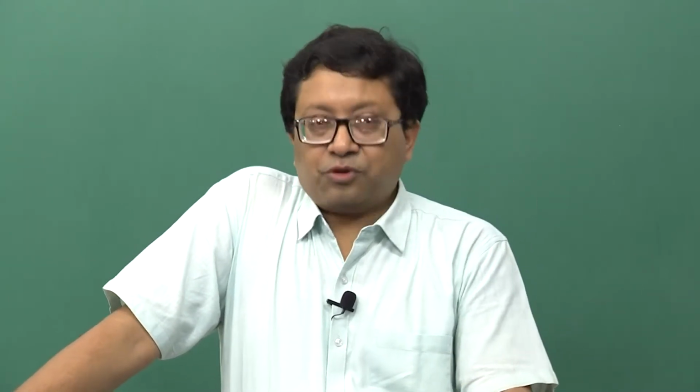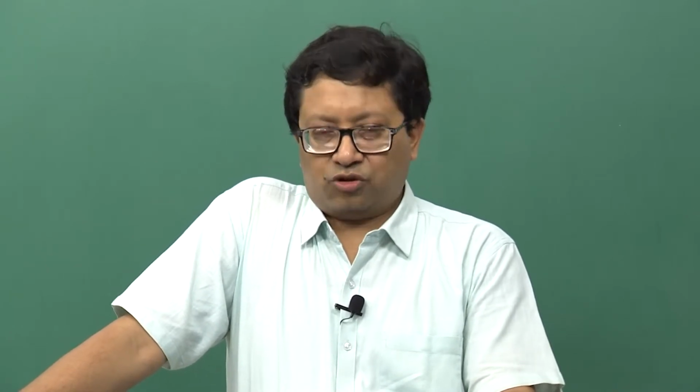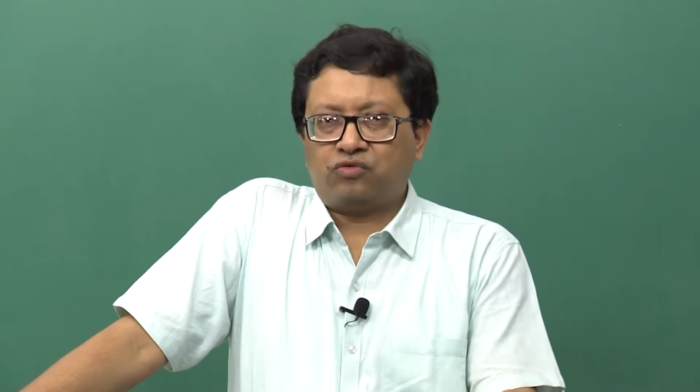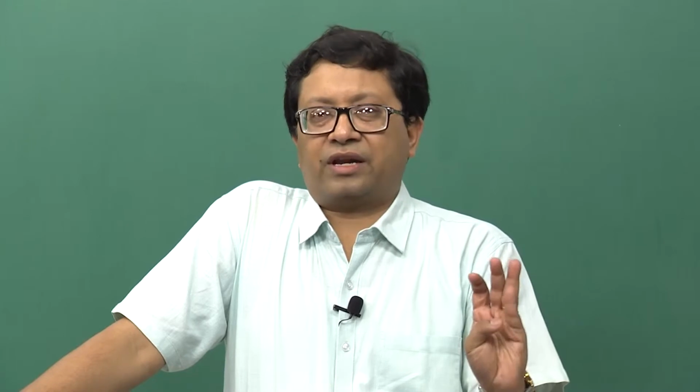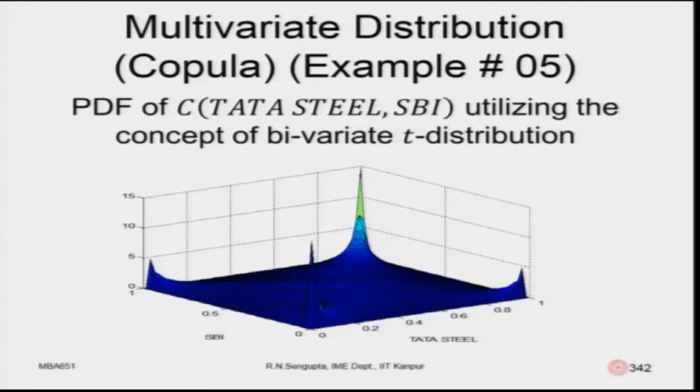The PDF, because the student T distribution, if you remember, is a continuous case. You would have understood by now that chi-square, f, t and z are all continuous distributions. So, if along the x axis we plot Tata Steel and along the y axis we plot SBI, we get the PDF for the student T distribution using the Copula functions. This is the concept of the bivariate T distribution using Copula.